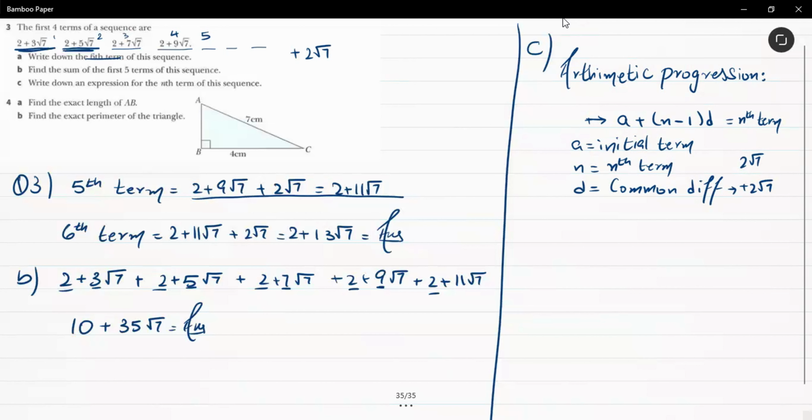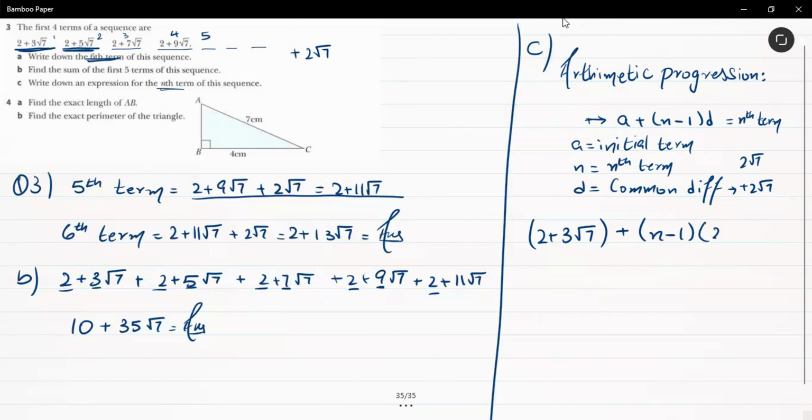What is the initial term? We know the initial term is the first term. So 2 plus 3 under root 7 is the first term in this sequence. And then we are going to add what? (n minus 1)d. So basically n minus 1, because they've just asked for the nth term. They've not asked for some specific term. For example, in this case, they asked for the sixth term. So for the sixth term, we could have written 6 instead of n here, okay? But right now they've just told us nth term.